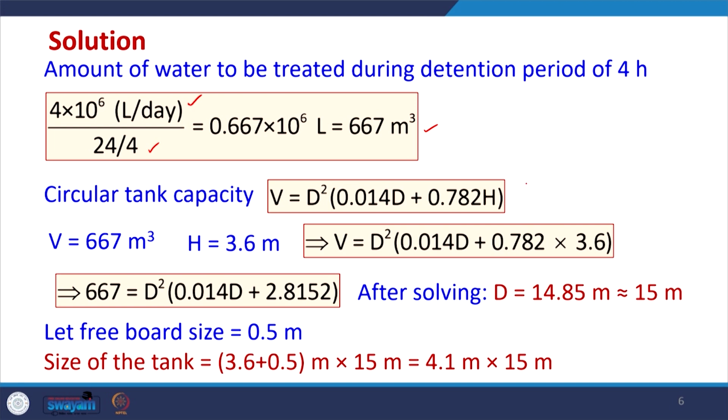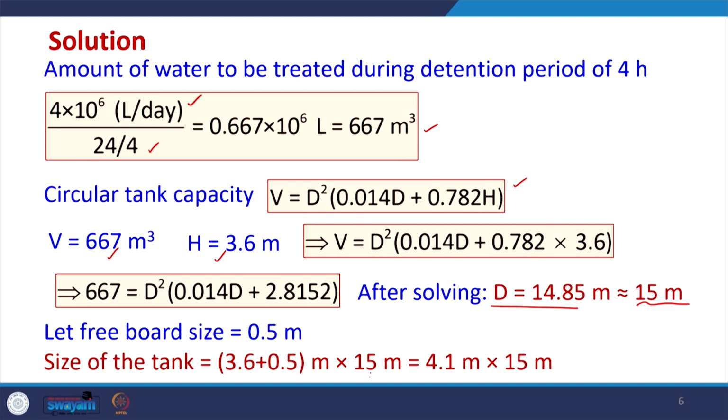Now, we have the circular tank capacity relationship which has been given, and the height is fixed and the volume is fixed. Because both are known, we can calculate the diameter of the tank also. We put all the values in this, and after solving we get the diameter of the tank, which is equivalent to 15 meter. And we are again assuming a free board size of 0.5 meter. Under that condition the size of the tank becomes 3.6 plus 0.5 meter, this is the depth, and the diameter is 15 meters.